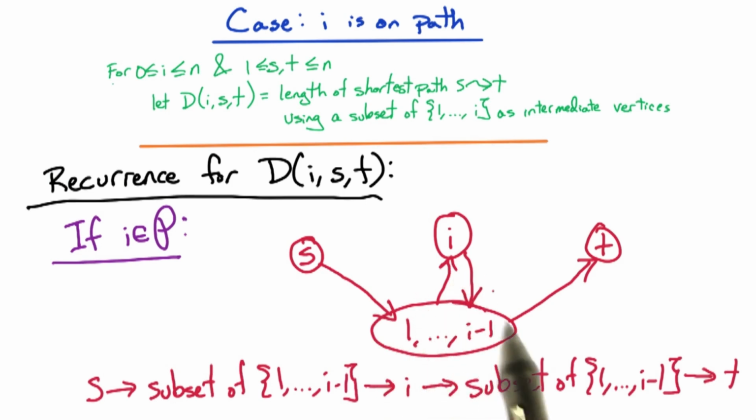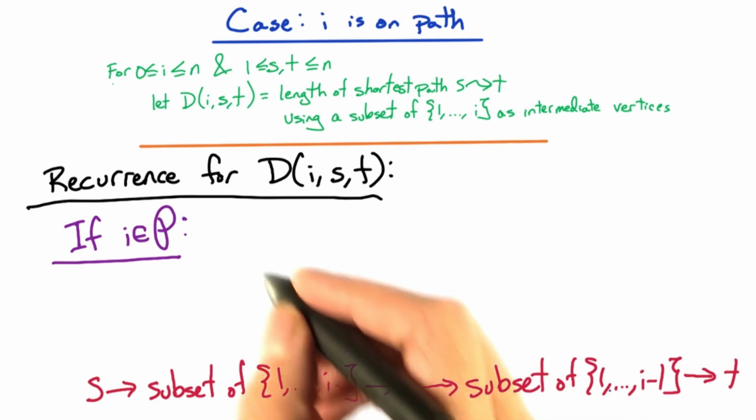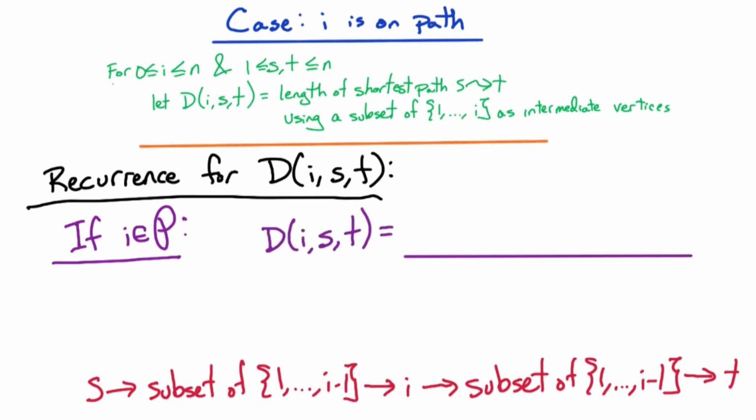Let's rewrite this partition of the path into these 4 parts. So we're starting at vertex S. We visit some subset of vertices 1 through I minus 1, possibly empty. Then we visit vertex I, then we go back and visit some subset of vertices 1 through I minus 1, and then we go to vertex T. Now we're trying to express D of I, S, T. Given our insight of breaking up this path from S to T into these 4 parts, it'll be straightforward to write a recurrence for D of I, S, T. Let's go ahead and take a break and see if you can express a recurrence for D of I, S, T in terms of smaller subproblems.